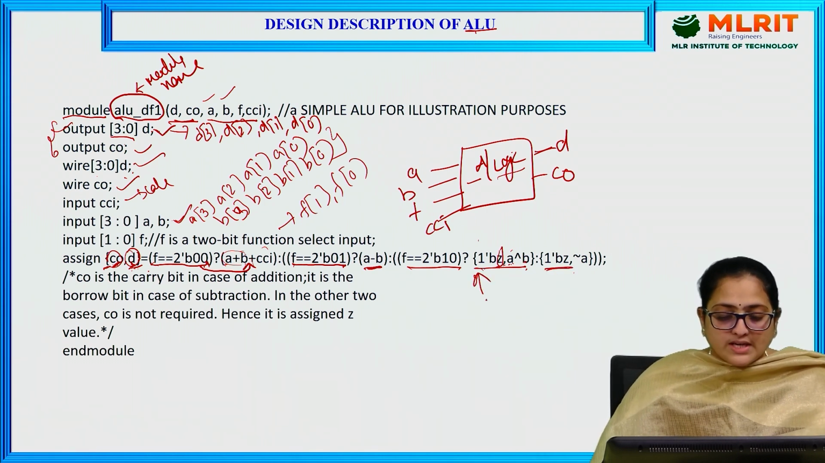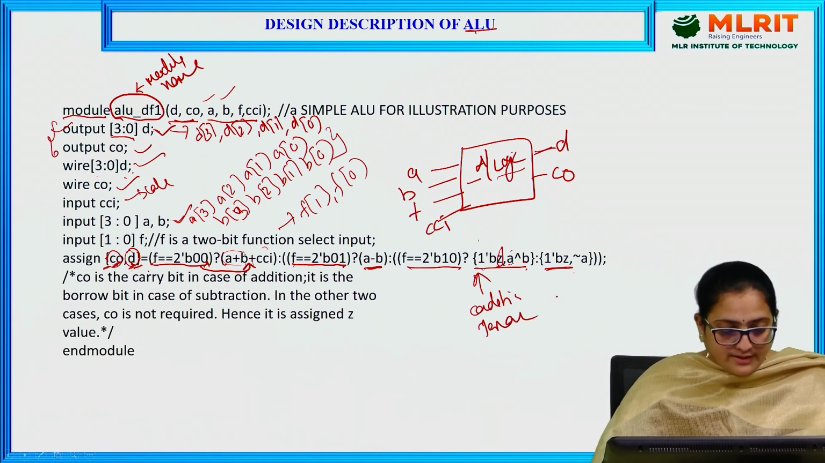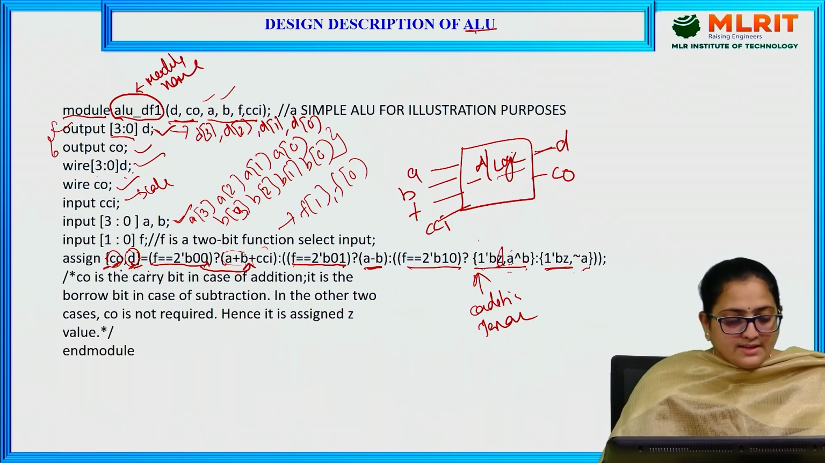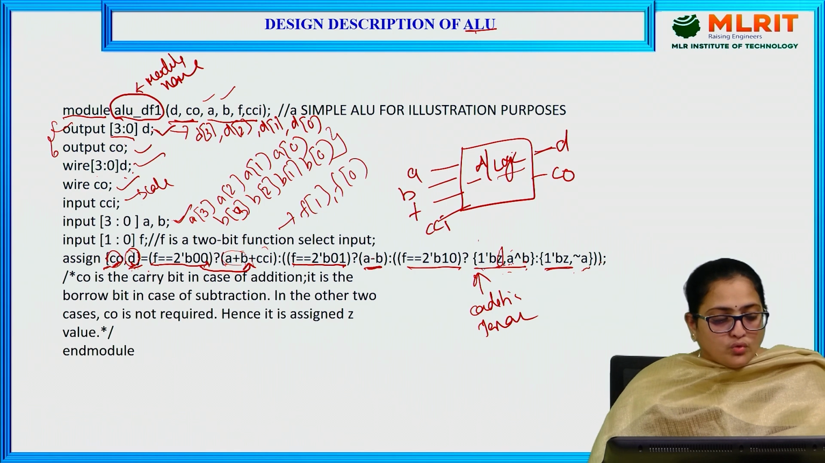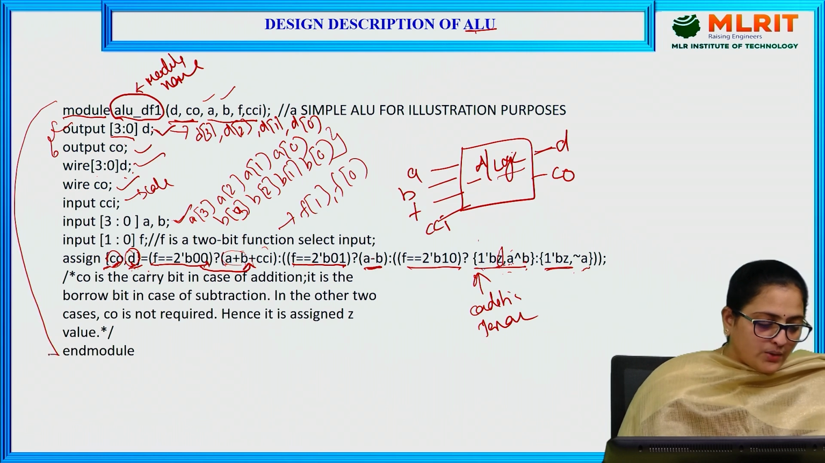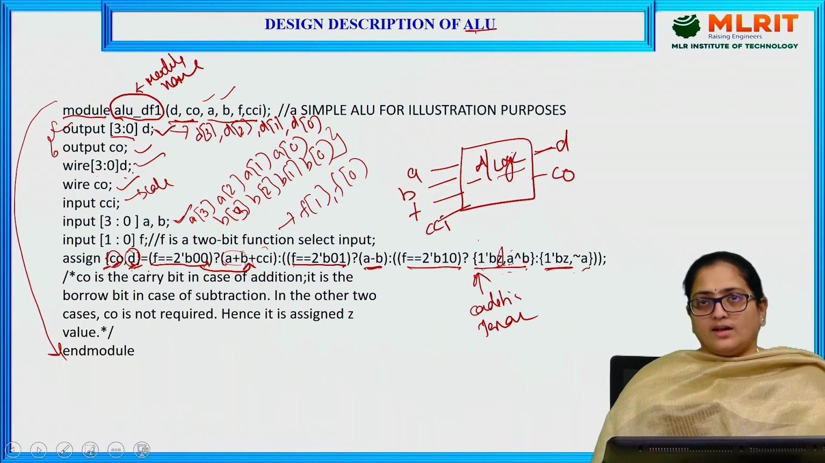I used a conditional operator, that is the ternary operator, here to perform arithmetic as well as logic operations. A single statement is used here to perform the arithmetic and logical unit. This module ends with the keyword endmodule. I also use a concatenation. How do we concatenate two variables?